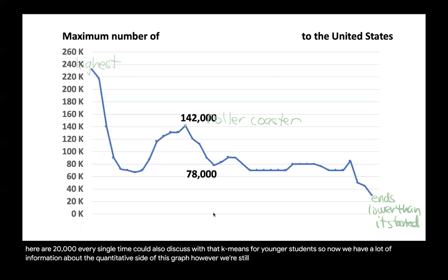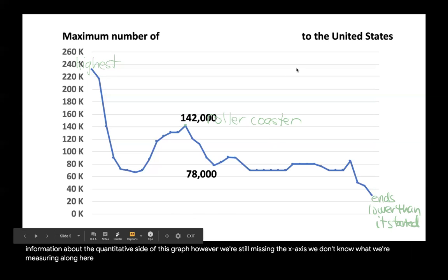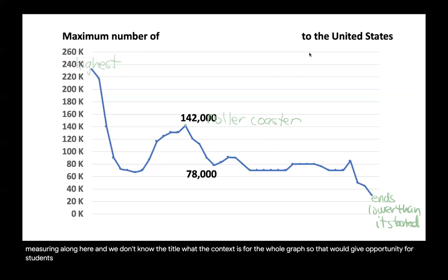However, we're still missing the x-axis. We don't know what we're measuring along here, and we don't know the title, what the context is for the whole graph. So that would give opportunity for students to either maybe estimate some points or to make predictions about what is happening along the x-axis and what it's about.